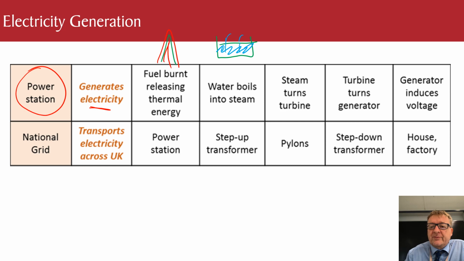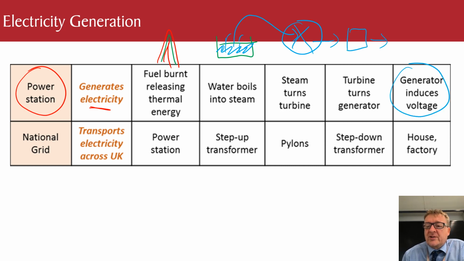That steam comes out, and what it then does is it spins a turbine. And a turbine looks a bit like a propeller, a bit like you see on a wind turbine. It looks like one of those, but it can be inside something. That turbine spins a generator. That generator then makes voltage, which is your electricity.